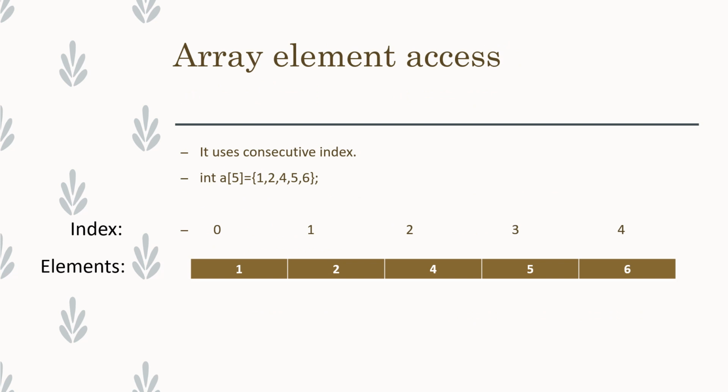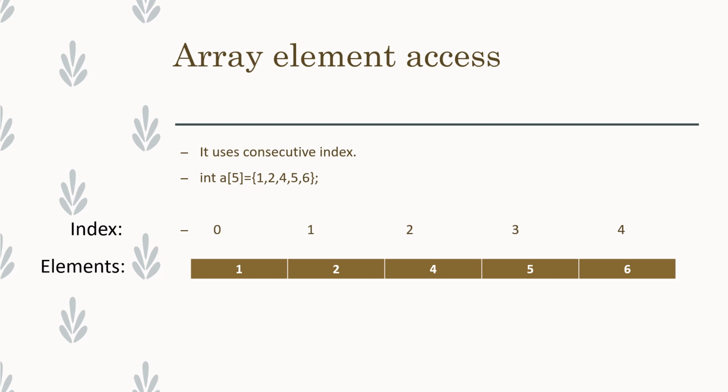Now the next part is how to access the elements of an array. Suppose I have an array of integer data type, a of 5 is equal to 1, 2, 4, 5, 6, with 5 elements. This will store the elements at different indices. At index 0, element 1 will be stored. At index 1, element 2 will be stored. At index 2, the third element will be stored, which is 4 in the mentioned array. At the fourth index, the last element will be stored.